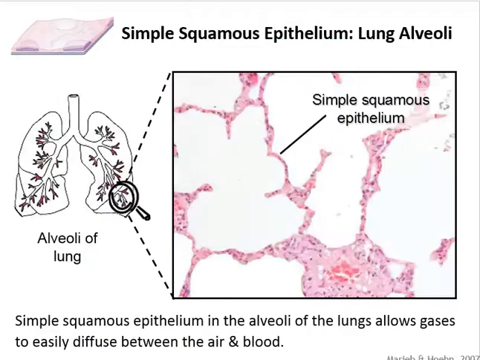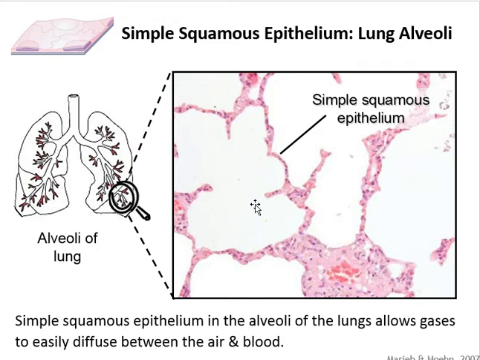In this slide, we have an example of where we might find a simple squamous epithelium. It's in the lung, in structures we call alveoli. Alveoli are the points in the lungs where exchange of gases occurs between the air, this is the air here, and the blood. You can see evidence of blood vessels here with the blood cells inside. So here in the alveoli, oxygen from the air will be able to diffuse into the blood. Carbon dioxide in the blood will be able to diffuse into the air.